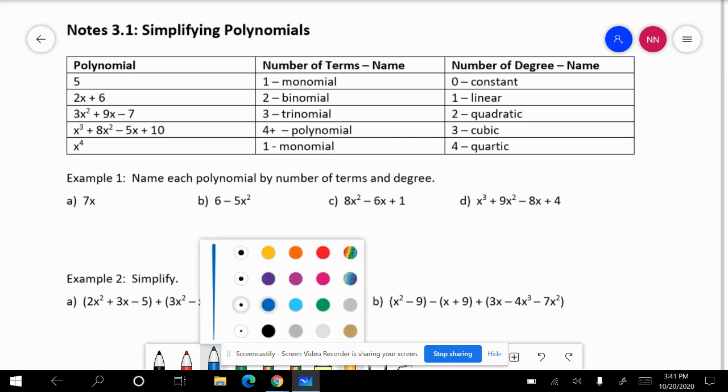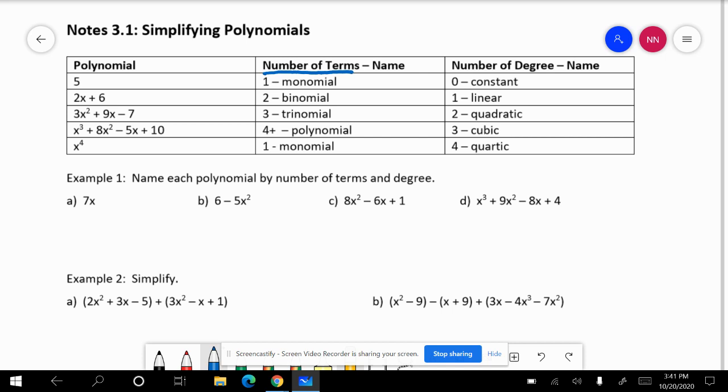So when we're looking at the number of terms, we're talking about a monomial has one term, as our example. A binomial has two terms. 2x and 6 are the two terms. Trinomial has three terms, and you should be familiar with those from Algebra 1. Then if something has four or more terms, we call it a polynomial. Poly meaning many. So those are the four different ways we're going to classify it in terms of number of terms.